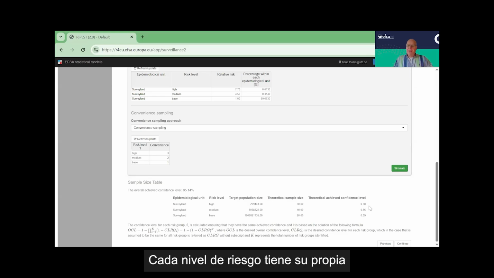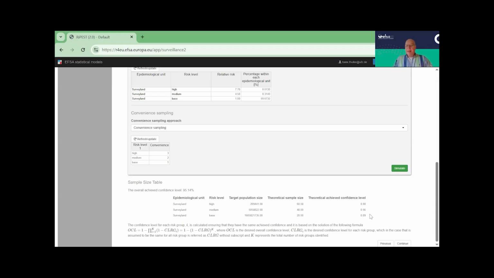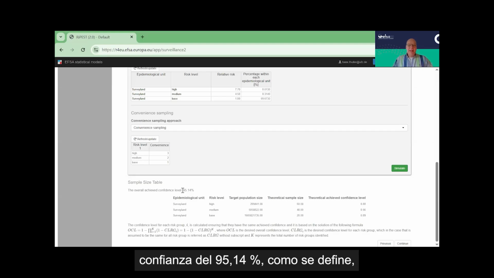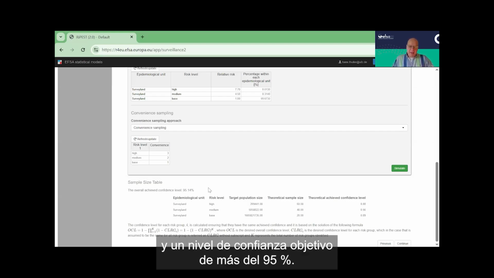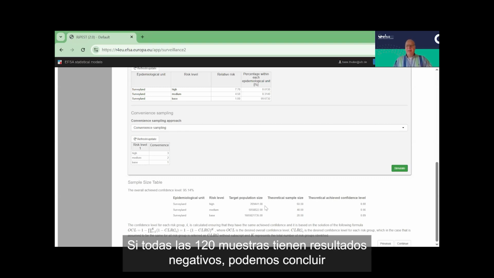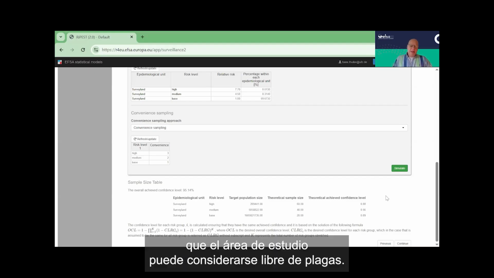With these individual confidence levels, when you join all three risk areas together, you have a combination of these confidence levels that leads in total to a confidence of 95.14%, as we have defined, because we want to have, with a 1% design prevalence, a confidence of more than 95% in the survey outcome if all of these samples would be negative. Then we could conclude that our area could be considered pest-free.